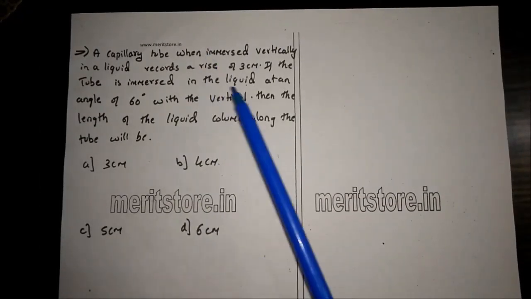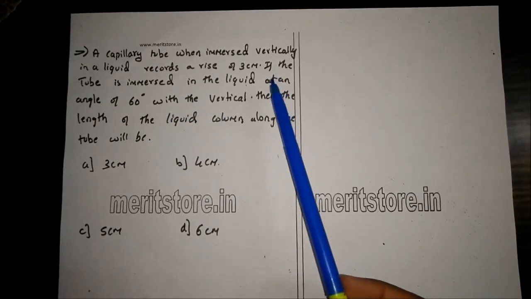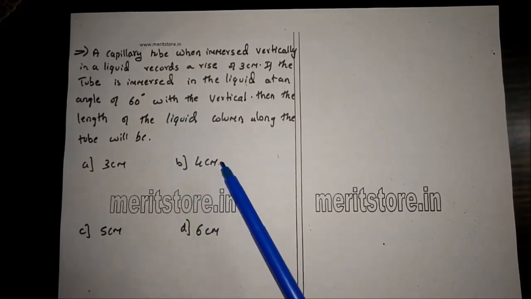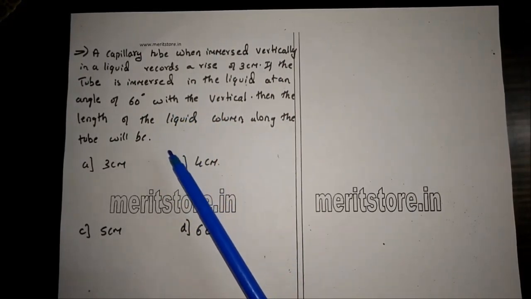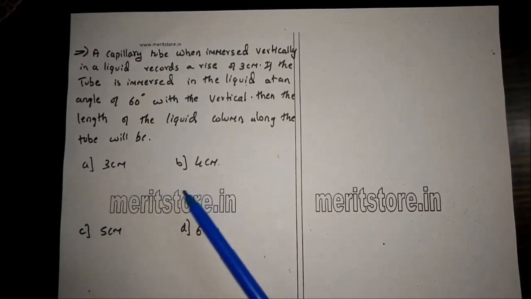A capillary tube, when immersed vertically in a liquid, records a rise of 3 centimeter. If the tube is immersed in the liquid at an angle of 60 degrees with the vertical, then the length of the liquid column along the tube will be A 3 centimeter, B 4 centimeter, C 5 centimeter, or D 6 centimeter.